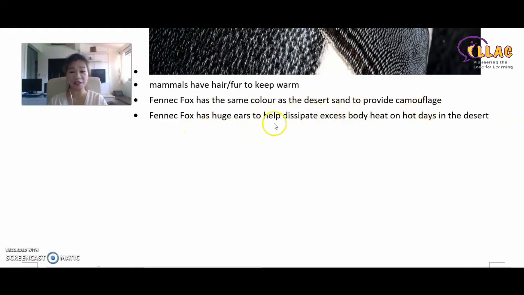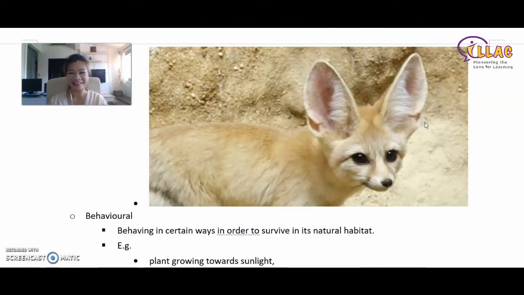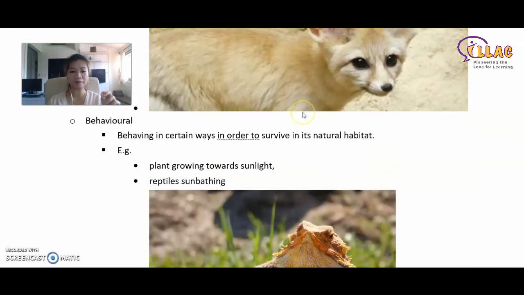Fennec Fox has the same color as the desert sand to provide camouflage, and also they have huge ears to help dissipate extreme body heat on hot days in the desert. How huge are their ears and how do they camouflage? What color are they? This is the Fennec Fox. Okay, huge ears, very huge. It's much bigger than their face. So it actually catches the wind. It allows them to dissipate the heat through the ears. And they have big eyes as well in order to help them to see in the dark.